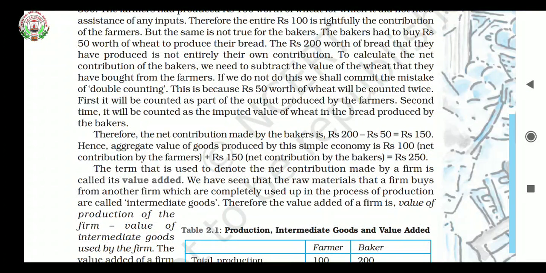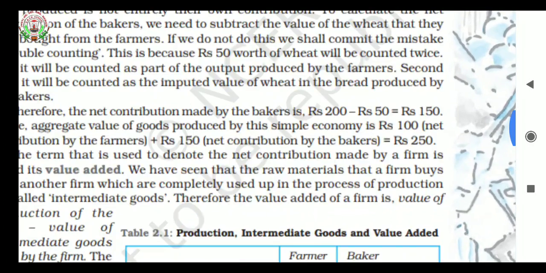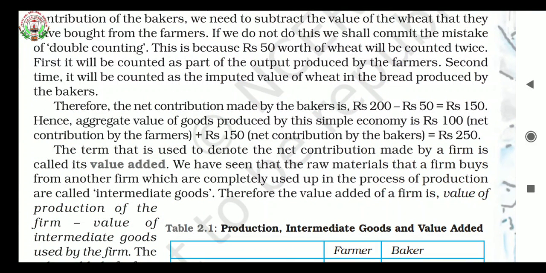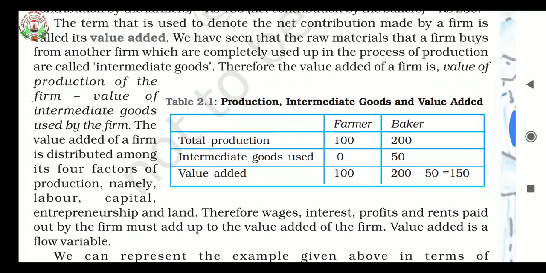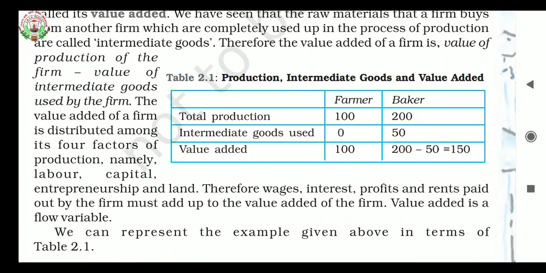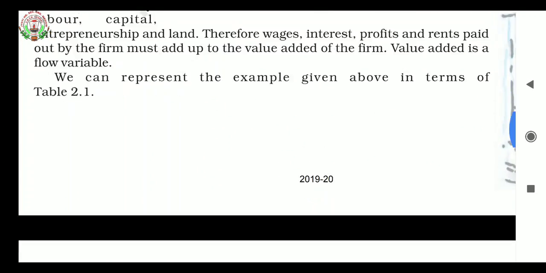We have seen that the raw materials that a firm buys from another firm, which are completely used up in the process of production, are called intermediate goods. Therefore, the value added of a firm is the value of the production of the firm minus the value of the intermediate goods used by the firm. The value added of a firm is distributed among its four factors of production, namely labor, capital, entrepreneurship, and land. Therefore, wages, interest, profit, and rent paid out by the firm must add up to the value added of the firm. Value added is a flow variable. We can represent the example given above in terms of table 2.1.